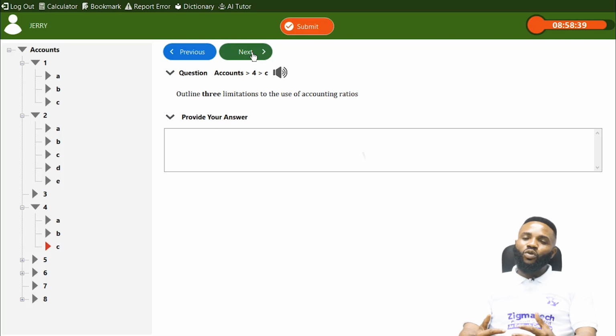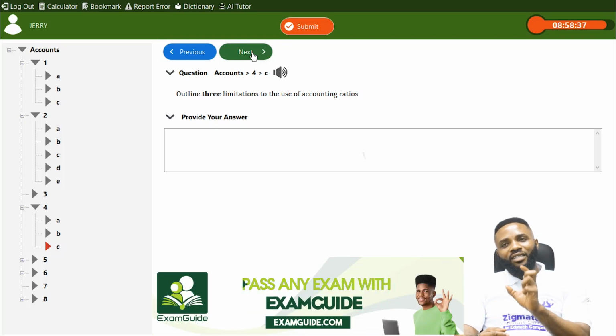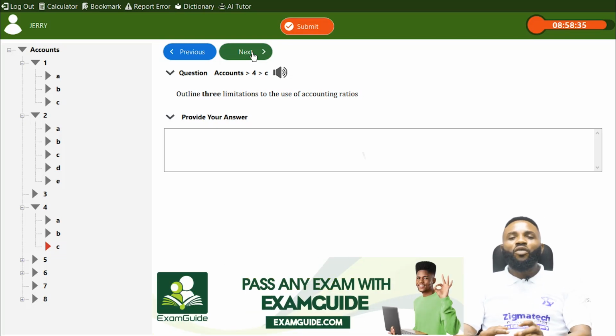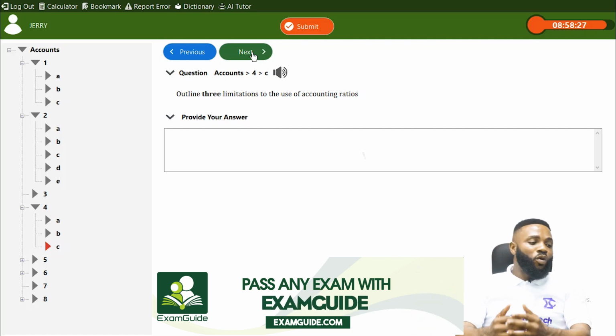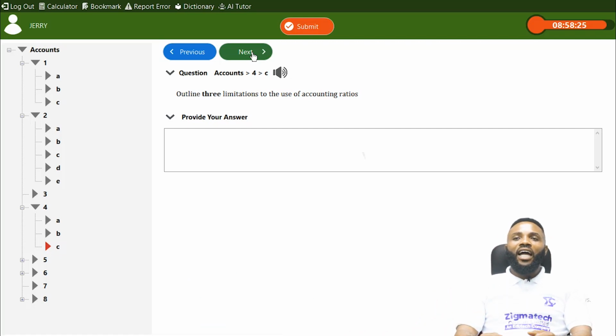I encourage students to take time to look at these thoroughly. And when you want to answer accounting questions, don't be in a hurry to answer. Sometimes you can be efficient, but you're not effective. You will be so surprised to see that you have filled your paper with so much information, but when the result comes out, you can get a C.